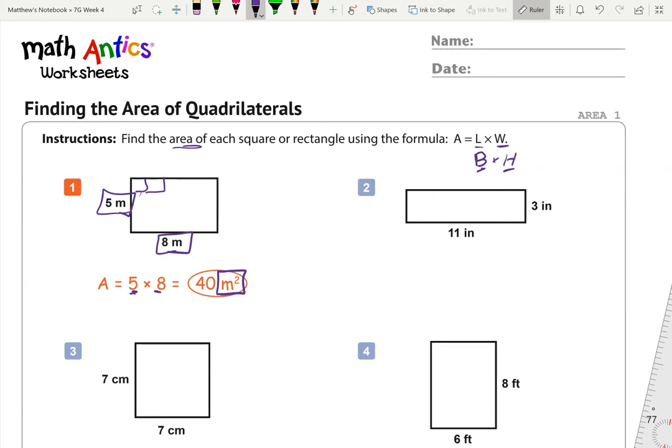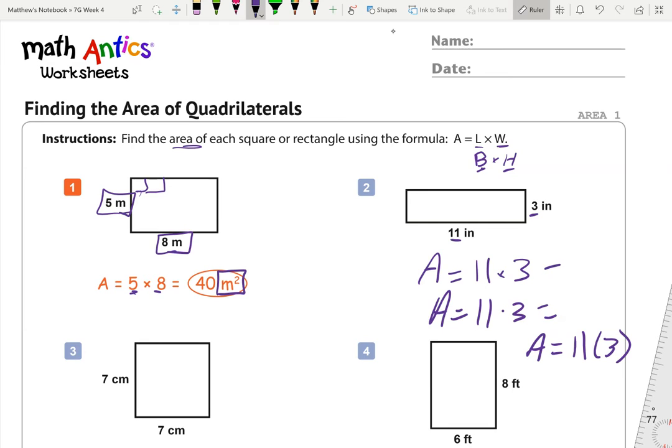All right, and so here we're going to do the same thing. 11 times 3, so area equals 11 times 3, and you could use different multiplication symbols. You could use area equals 11.3. You could use area equals 11 and then in parentheses 3. And in each of these cases, it's saying 11 times 3, and that's going to give you 33 inches with your label squared.